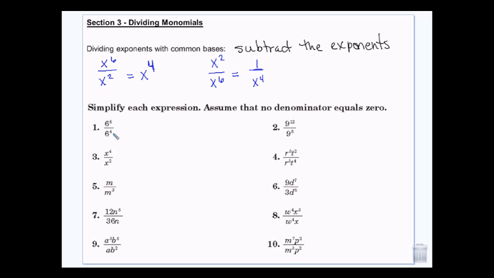So here I have 6 to the 5th over 6 to the 4th. Well, that's 5 minus 4 is 1. 4 minus 2 is 2. Remember, there's like a little invisible 1 right here. 3 is going to win that war, so it's going to be 1 over m squared.